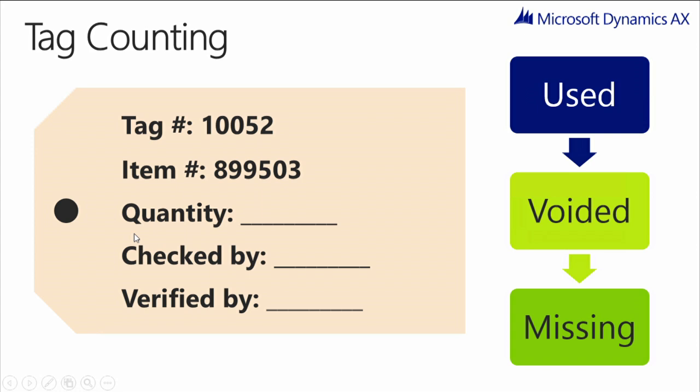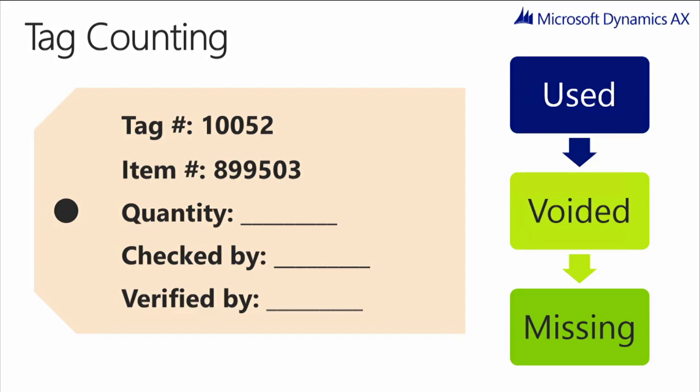The idea of a tag count is to tag count lots with a numbered tag. The following information should be registered: the tag number, the item number, and the quantity. Each number has its own stack of tags and its own number sequence to make sure that the tag is only used one time and that all tags are used.